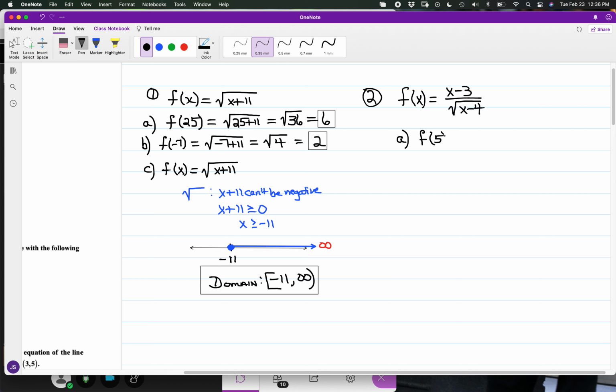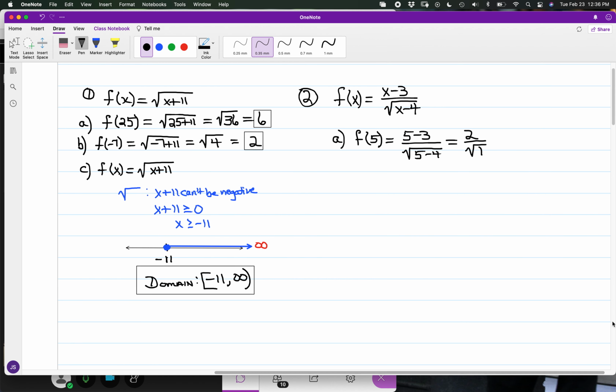So we have for f of 5. Okay, so just plugging in 5 for x. Okay, so we have 5 minus 3 all over the square root of 5 minus 4. And we have 5 minus 3 is 2. We have over the square root of 1. And the square root of 1 is only 1. And so we have a 2 to 1 ratio. So whenever x is 5, your corresponding y value comes out to 2.